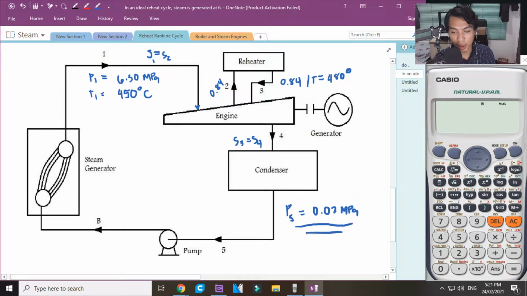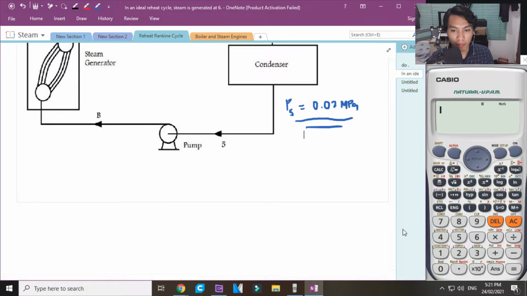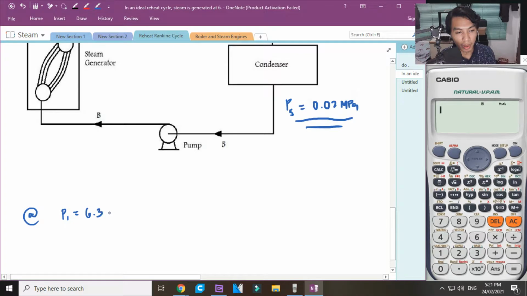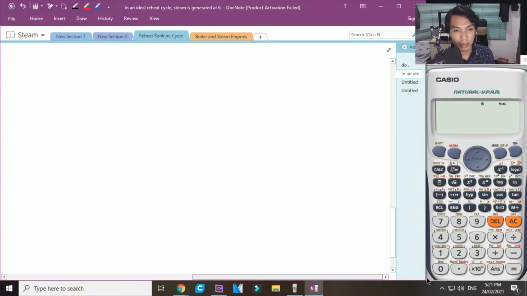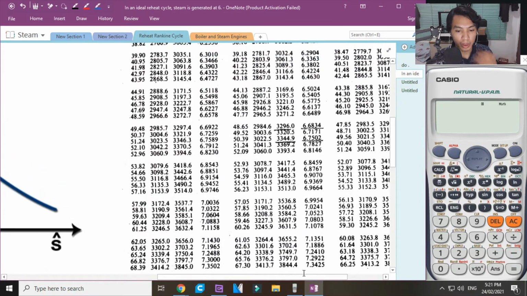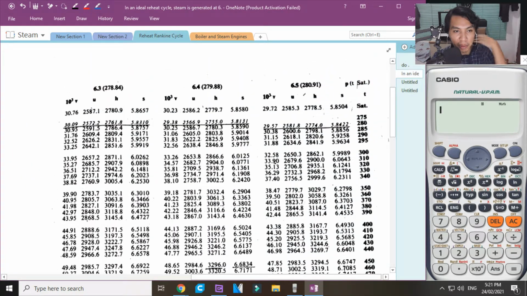Tignan natin yung mga values nila. Now, paste natin dito. At point 1, P1 is equal to 6.3 MPa and T is equal to 450 degrees Celsius. Hanapin natin si S1 is equal to S2. Hanapin natin si H1. Saan yun yung table niyan? Andito sa gilid yung table niyan. Ay, nasaan na yun? Ayun. So, kinuha ko na dahil alam ko namang tamad kayo.